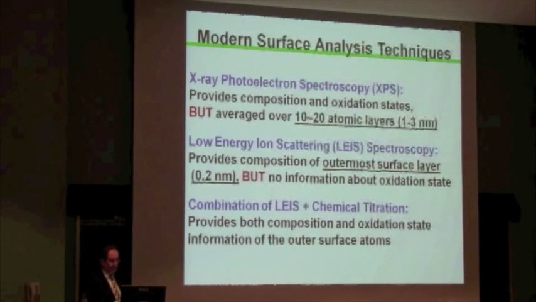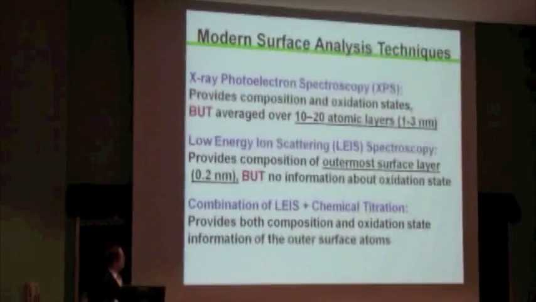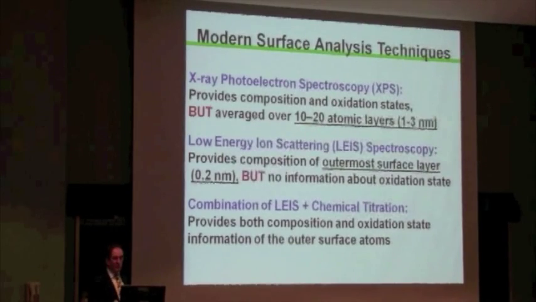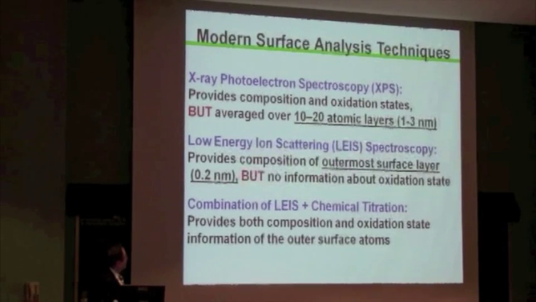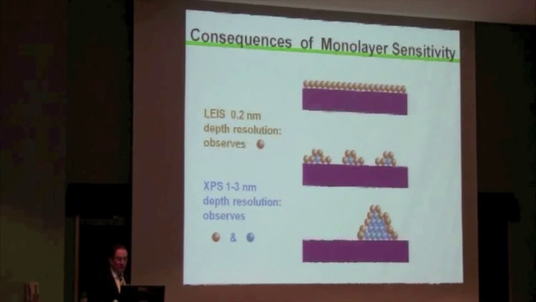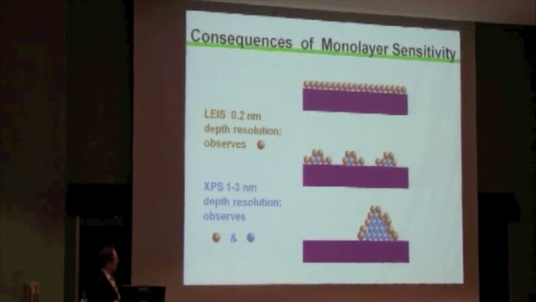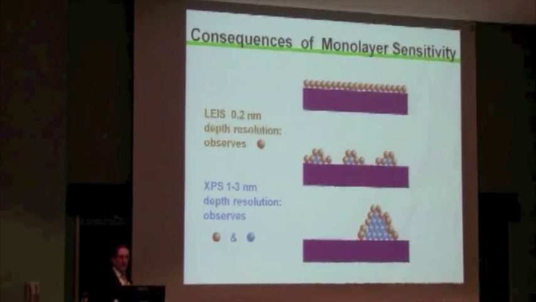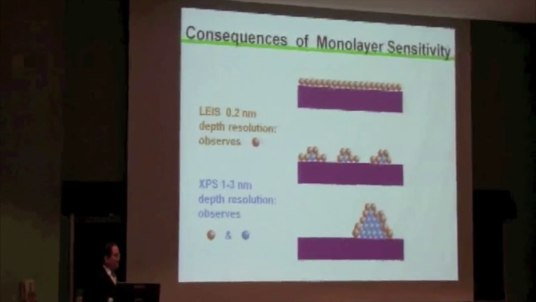This is borrowed from the previous lecture by Hidde Bongsema: XPS measures multiple layers, but with low-energy ion scattering, we're looking at the outermost surface layer, on the order of about 0.2 to 0.3 nanometers. There's another slide that Hidde did not show, but I borrowed from him. So what does that mean?